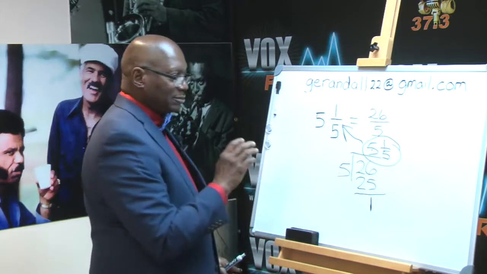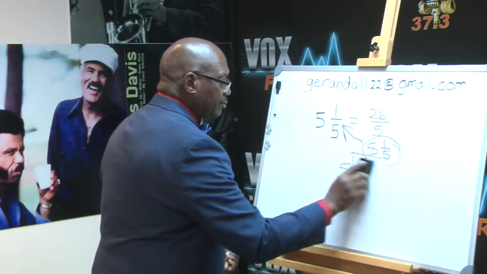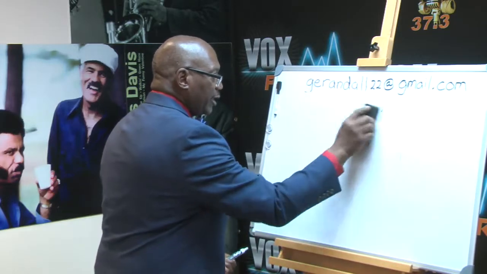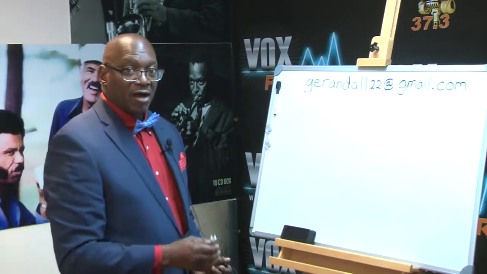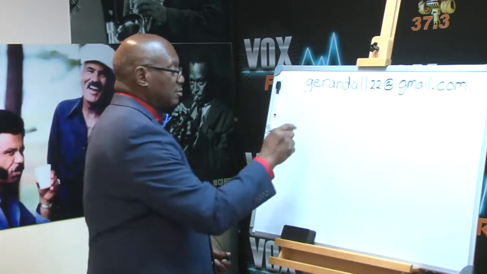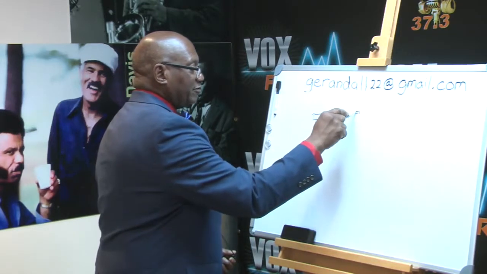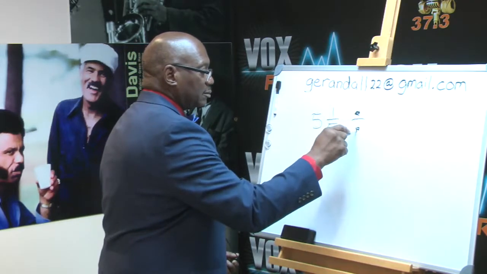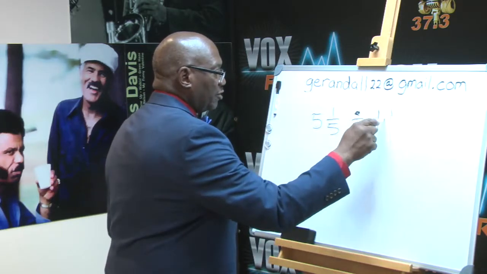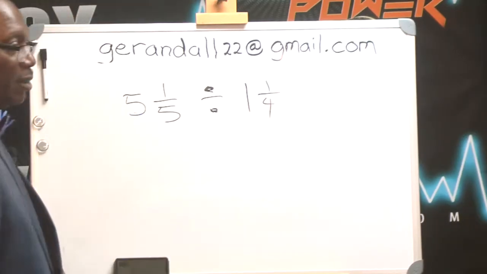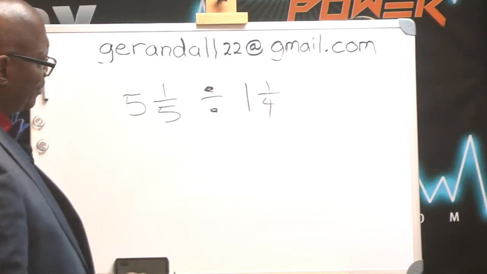Now that I've shown you that, we're going to look at two things. Division of mixed numbers: 5 1/5 divided by 1 1/4. Now, we always ask this question. They say to you, estimate.